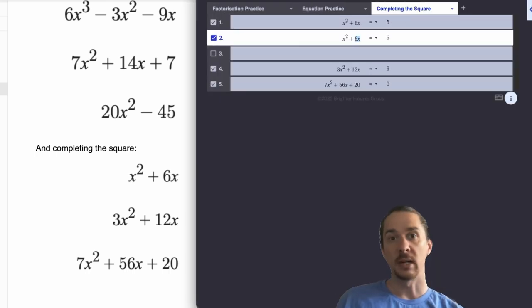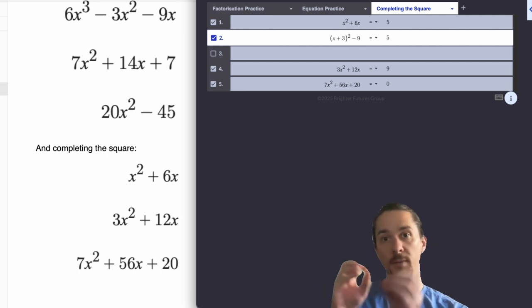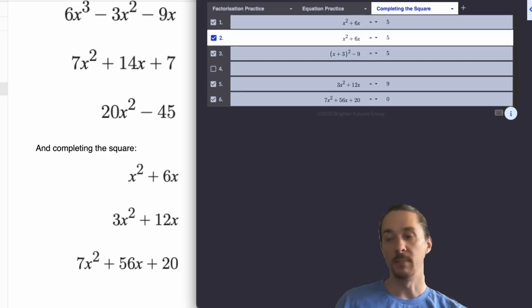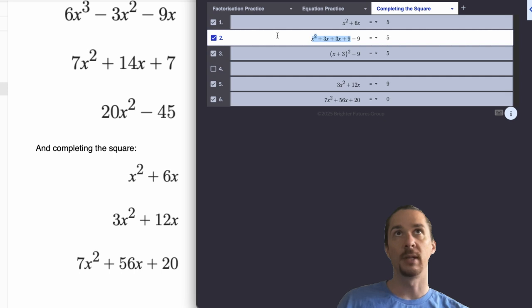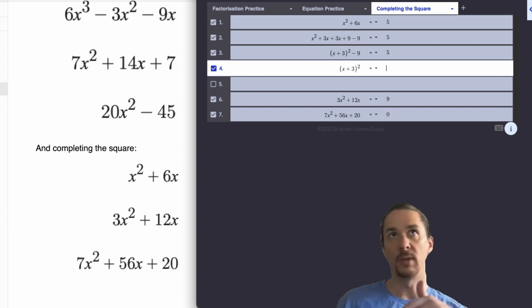I showed you we need to take half of this number. So this is going to become x plus 3 squared, and then we're going to have to subtract off the 9, right? So if I put in the middle step, this is like x squared plus 3x plus 3x plus 9 minus 9. And all of this factorizes to this. And this is left over. So what we're going to do now is we're going to put that 9 on the other side. So we add 9, that gives us a 14.